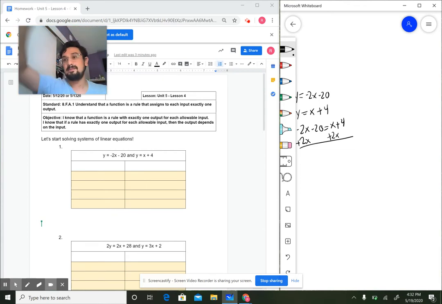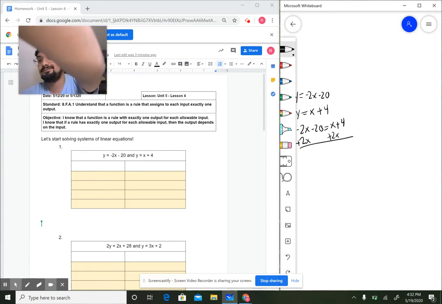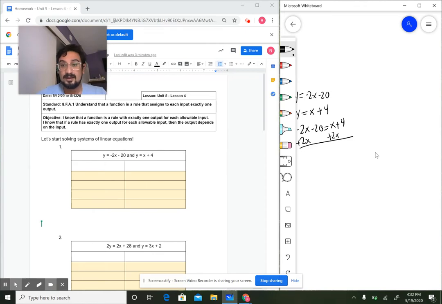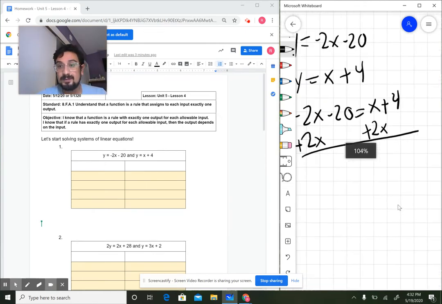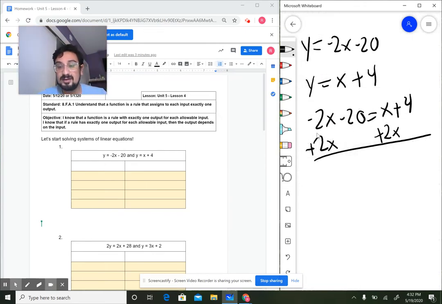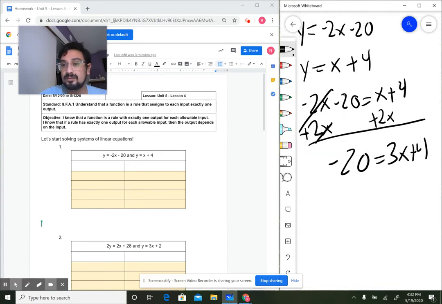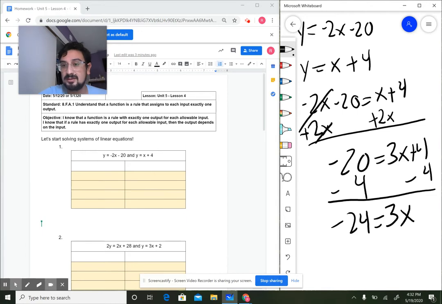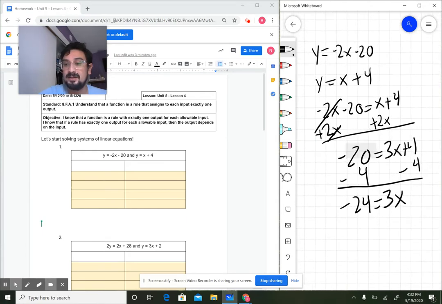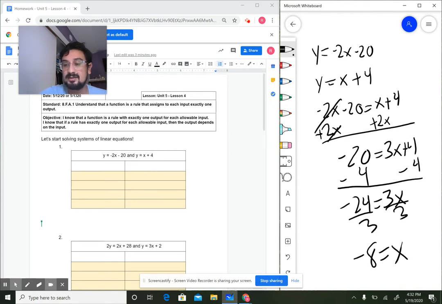And I'm going to plug in my computer real quick. Okay, and so I did that. Now, if I bring over the 2x, I'm going to get rid of all the negatives I could deal with. So it's going to be negative 20 equals 3x plus 4. Subtract the 4 on both sides. Negative 24 is equal to 3x. Divide by 3 on both sides. Negative 8 is equal to x.